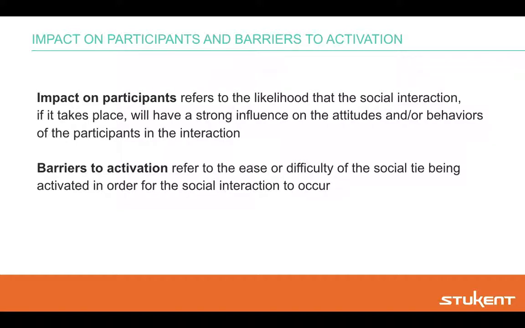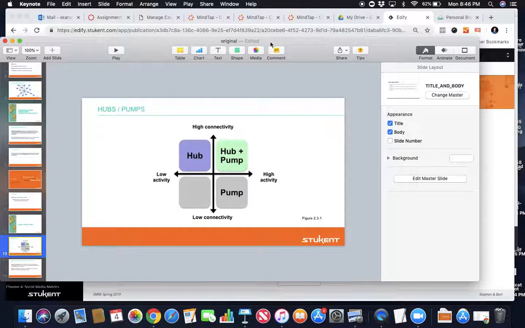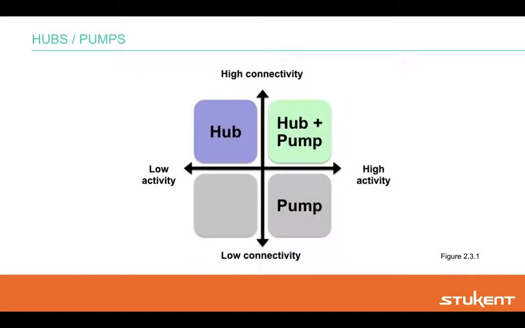So the impact on the participants refers to the likelihood that the social interaction, if it takes place, will have a strong influence on the attitudes or behaviors of the participants in the interaction. And also the barriers to activation refer to the ease or difficulty of the social tie being activated in order for the social interaction to occur. And basically, if we go back to this model of the hub versus pump, this is why it's very important to have that hub and pump both.